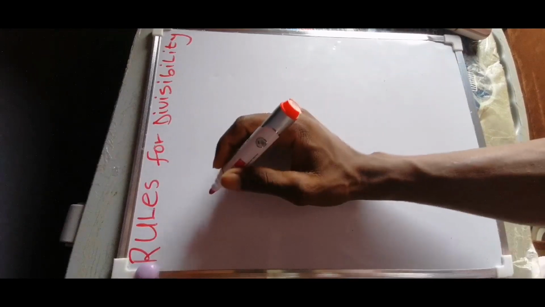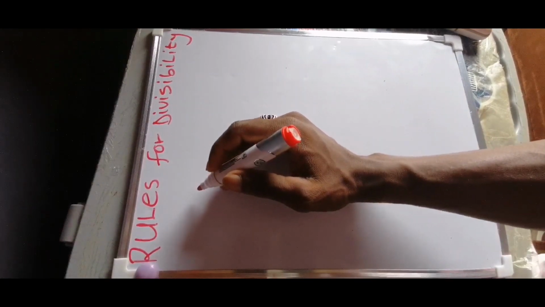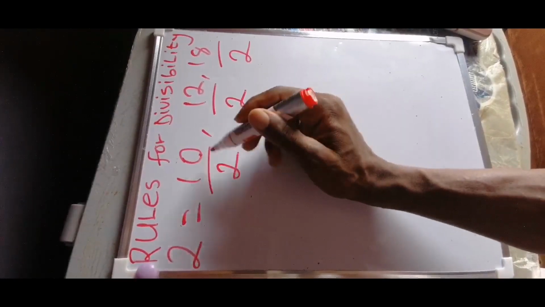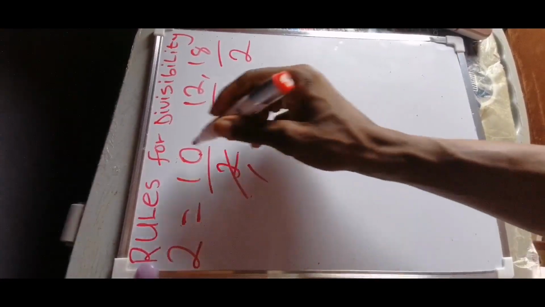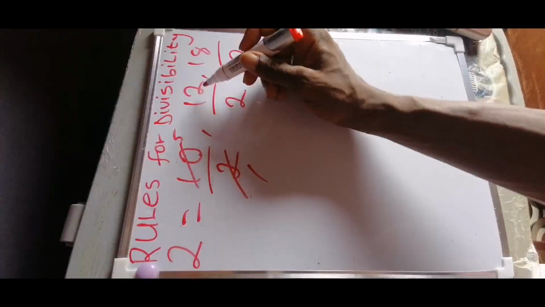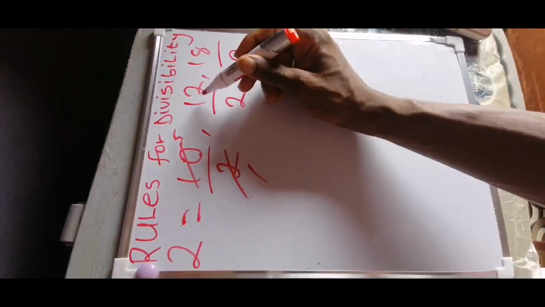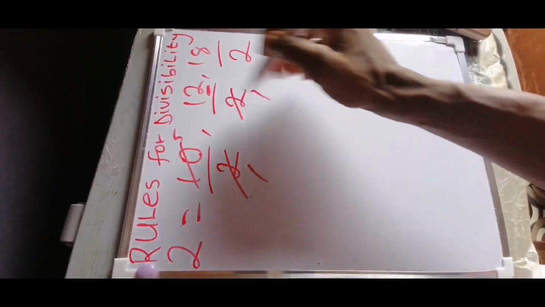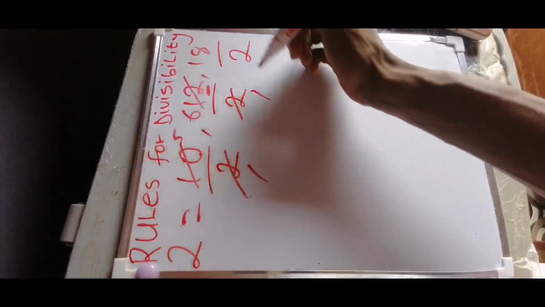Let's start with 2. This is 0, so definitely 2 will enter 10. 2 here, 1, 2 into 10 is 5. Again, if the last number is even or 0, so this is an even number. So 2 here, 1, 2 into 12 is 6.